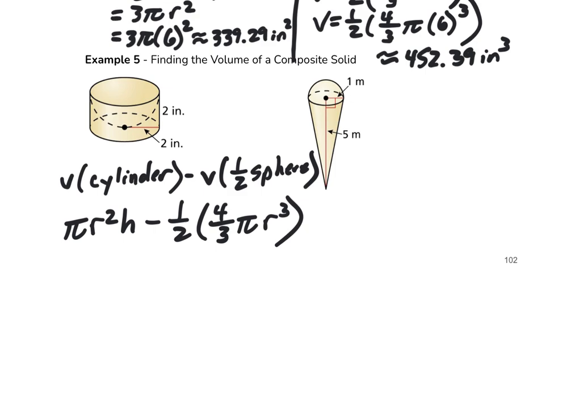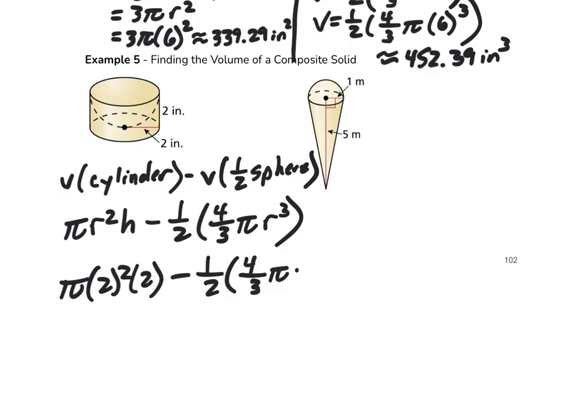I need two things here. I need the radius and I need the height of the cylinder. So the radius is 2. It's halfway across. The height of the cylinder is also 2. So this would be pi times 2 squared times 2 minus half times 4/3 times pi times 2 cubed.